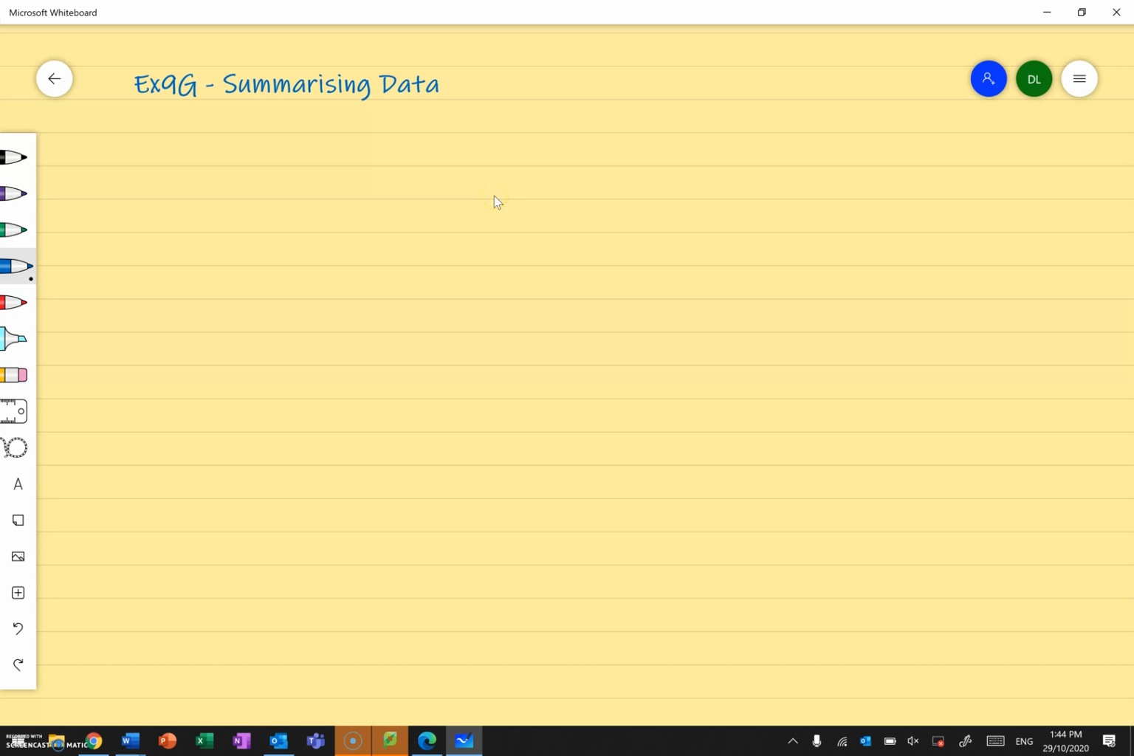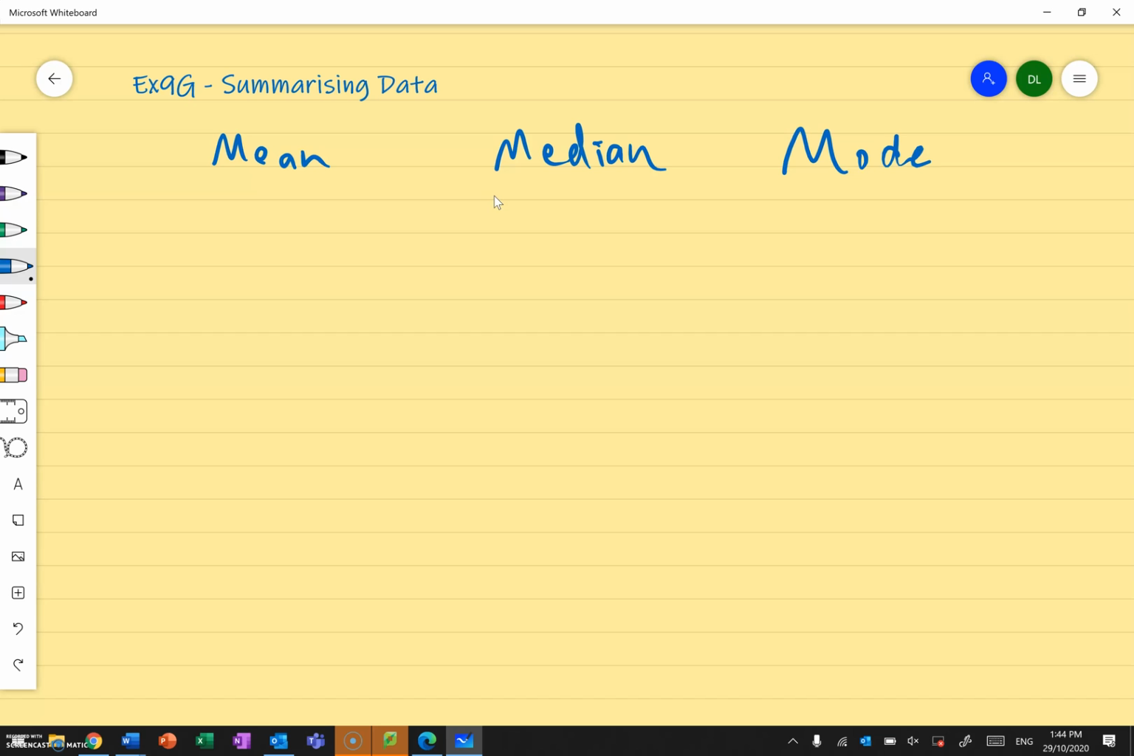Today we're looking at exercise 9G on summarizing data on page 603 of your textbook. A lot of these words are words you have heard of, things like mean, median, and mode. There are two more that you may or may not have heard of. The first one is range, but we're not really working with that today, though range is a very important one.